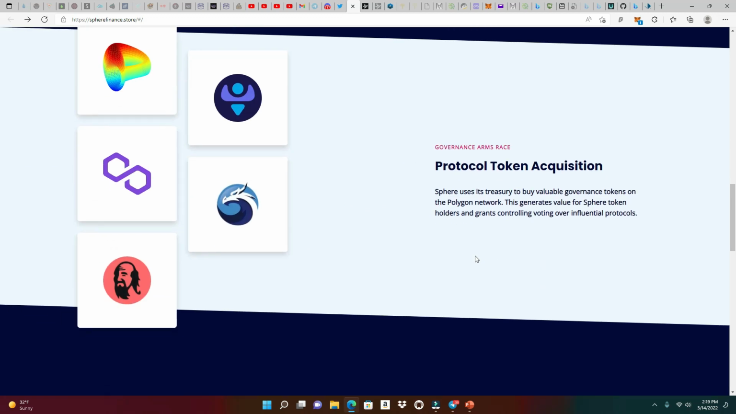And of course, the protocol token acquisition. Spear uses its treasury to buy valuable governance tokens on the Polygon network. This generates value for Spear token holders and grants controlling voting power over influential protocols. So what's happening is they're going to acquire lots of these governance tokens from these high protocols on the Polygon network. The benefit of that is basically having power in the protocols, so other protocols are going to be buying Spear, because Spear is a dynamic powerhouse itself, right?